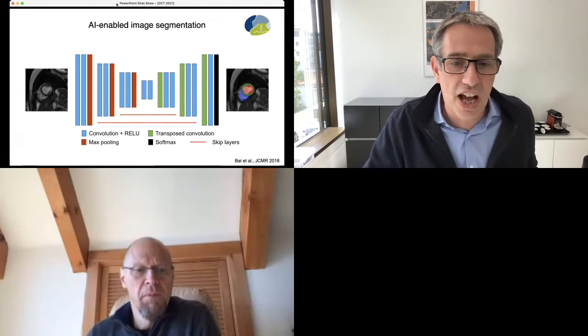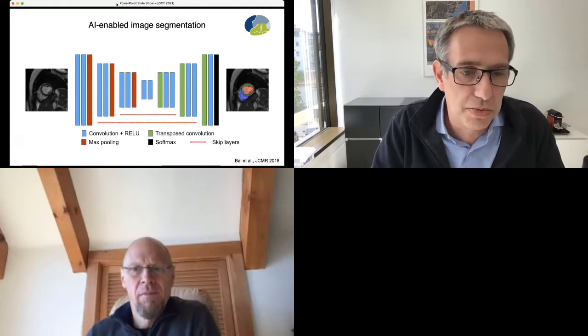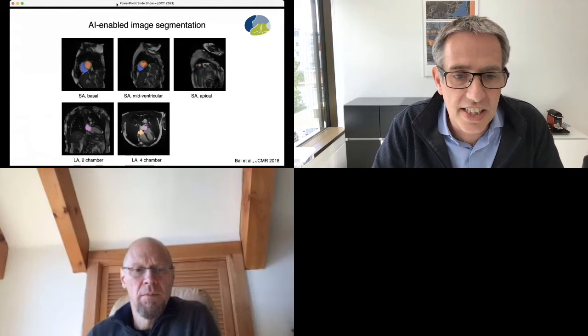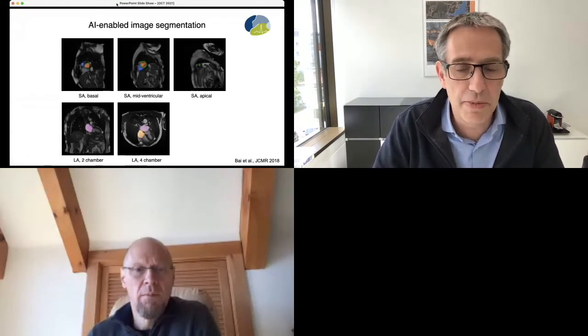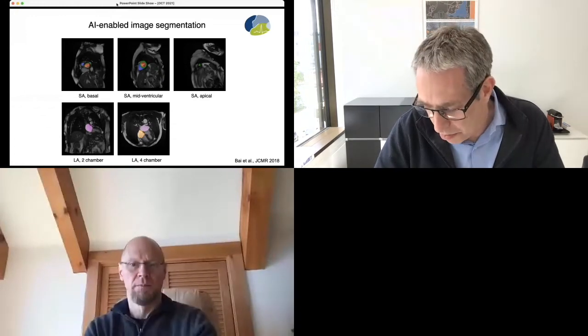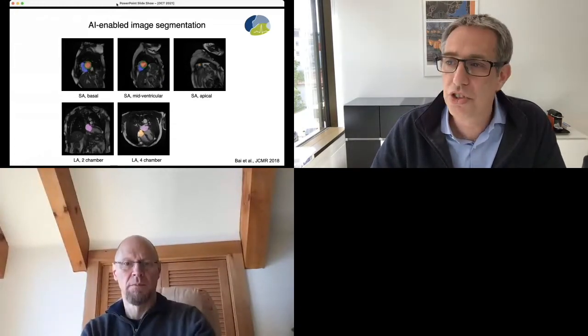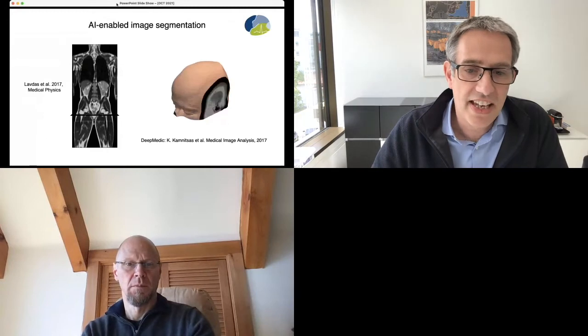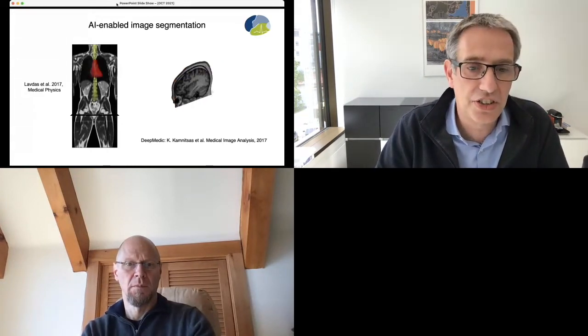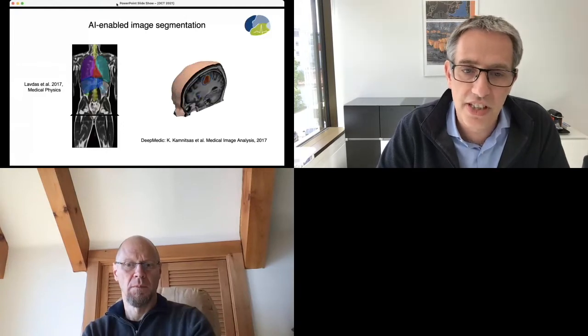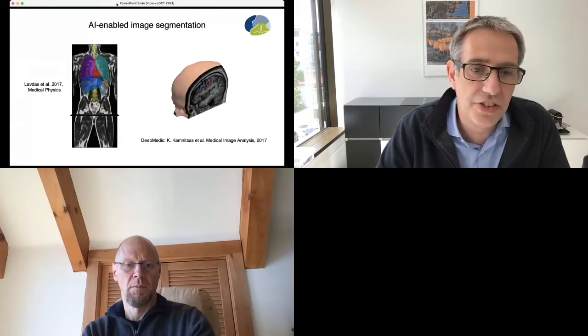We have, for example, in our group, worked a lot with trying to apply this to the heart. You can see that you can, for example, segment the heart very nicely, even in dynamic sequences. But I think probably the biggest advantage of these machine learning approaches is that I can use the same approach to segment different structures in different types of images. The only thing I really need is different training data.